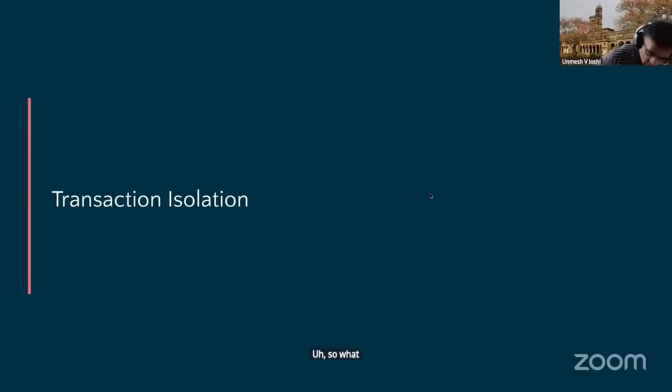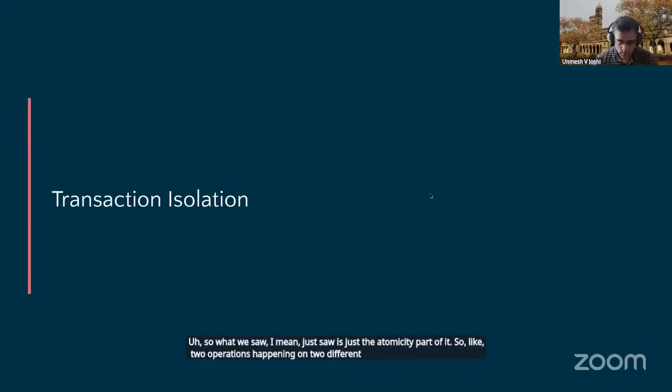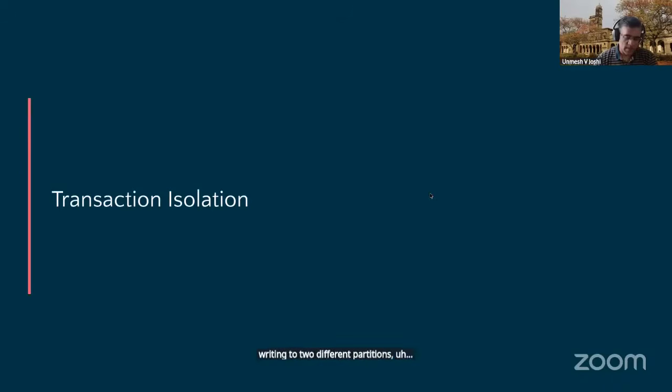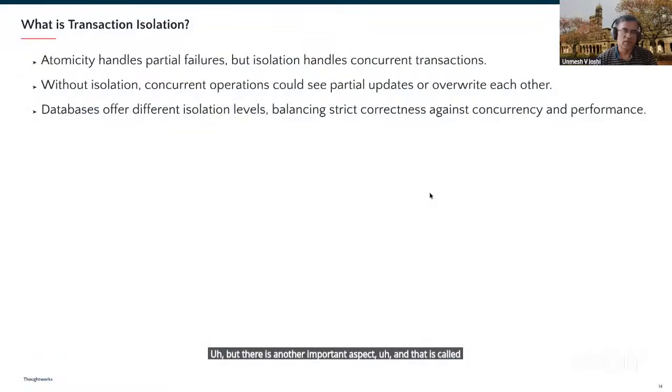So what we just saw is just the atomicity part of it: two operations happening on two different nodes, writing to two different partitions, happening as one single atomic logical operation. But there is another important aspect, and that is called transaction isolation.